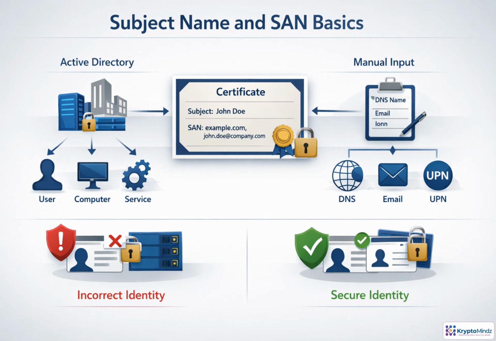Subject and SAN define who or what the certificate is actually for. The subject might be a user, computer, or service, while the SAN extends that with DNS names, UPNs, or email addresses that applications actually check. Your key design choice is where those values come from. When they're reliably pulled from Active Directory, you get consistent, trustworthy identities. If you allow manual entry, you must lock it down, or you risk issuing certificates that claim identities they shouldn't.